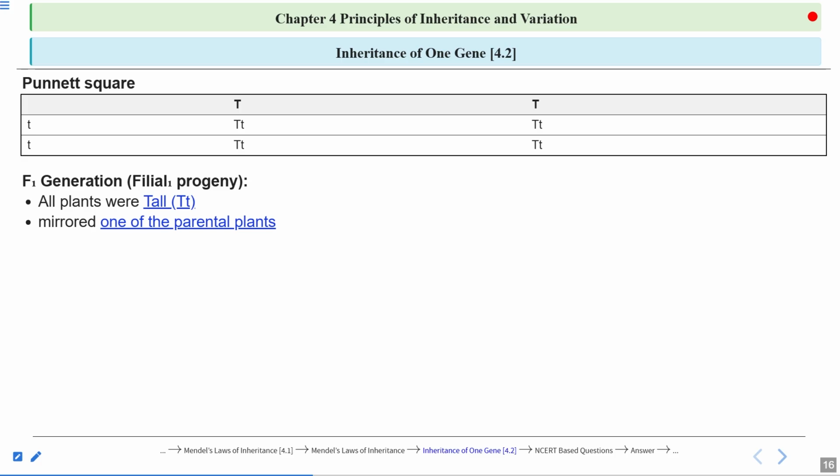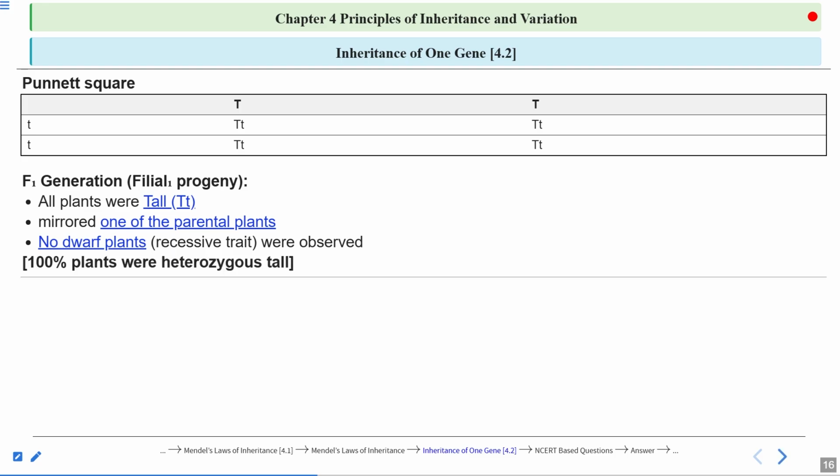That's why the F1 generation mirrored one of the parental plants only. Only one phenotype was observed. Only the dominant phenotype is observed in the F1 generation. No dwarf plant means no recessive trait was observed in the F1 generation. And 100% of the plants were heterozygous tall. Clear?